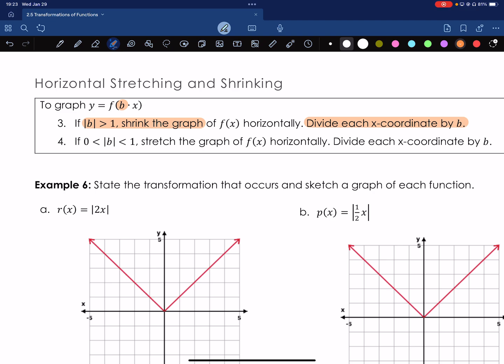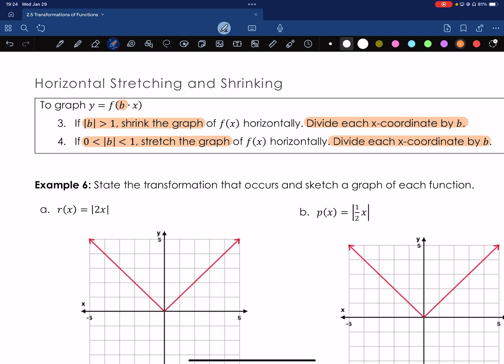If B is between 0 and 1, it's actually stretching the graph of F horizontally. And so you divide each X coordinate by 1 over B. And so if you're dividing by a fraction, that makes the number bigger. Dividing by a fraction makes the number bigger, which is why this is a stretch. Okay.